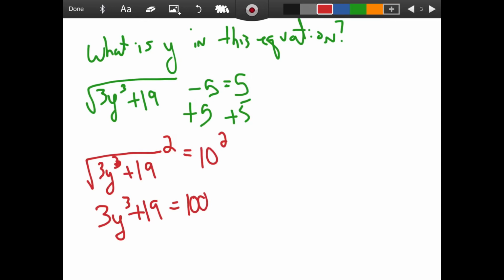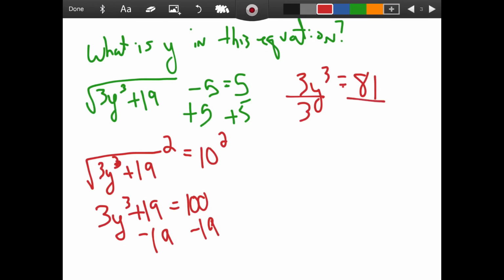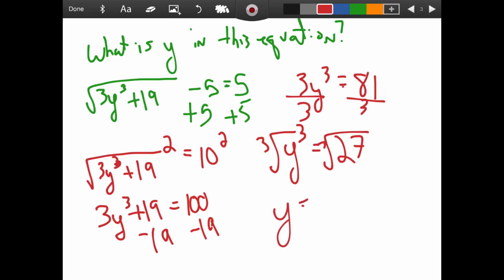Now we are ready to get the y term by itself. So subtract 19 from both sides. 100 minus 19 is 81. So we're going to get 3y cubed equals 81. First thing we want to do, divide both sides by 3, get y by itself. y cubed equals 27. 3 times 3 is 9, times 3 is 27. So by taking the cube root of each side, we are going to get y equals 3. This could be a fill-in type question.